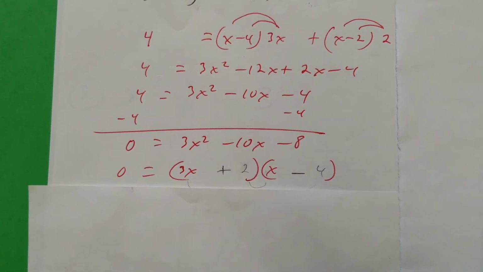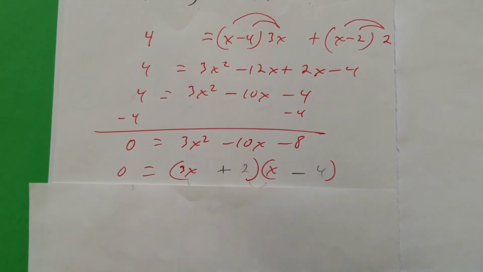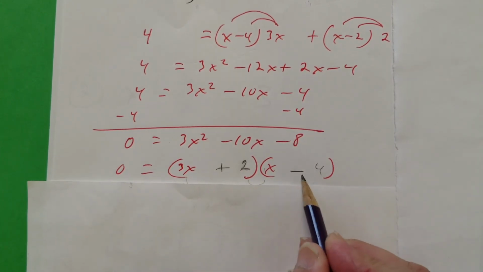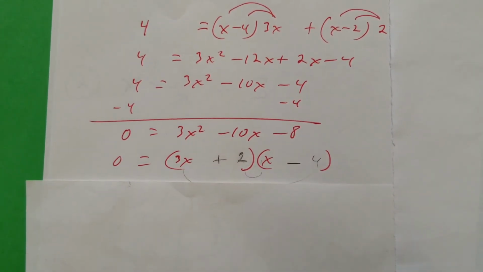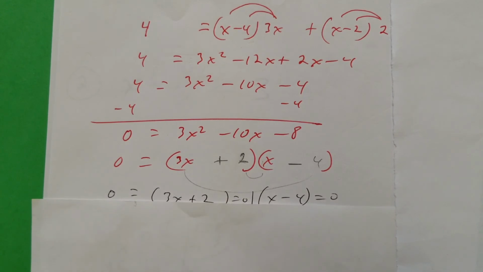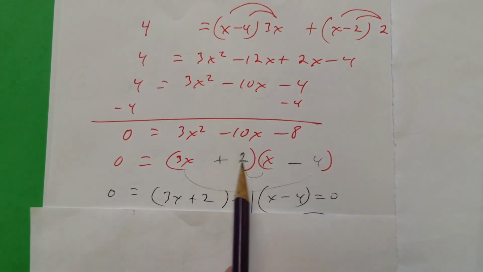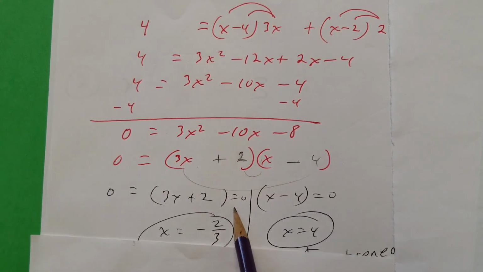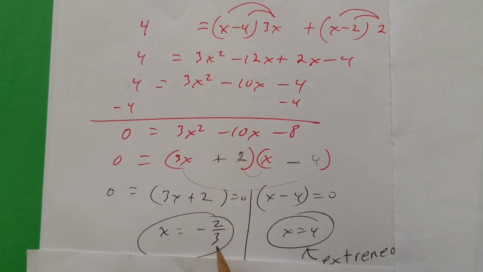So I tried factoring it, and it does work. 3x plus 2, x minus 4. That's what this factors to. Okay? I set them equal to 0, right? This times this equals 0. So if this is equal to 0, then x is negative 2 over 3. If this is equal to 0, then x equals 4.